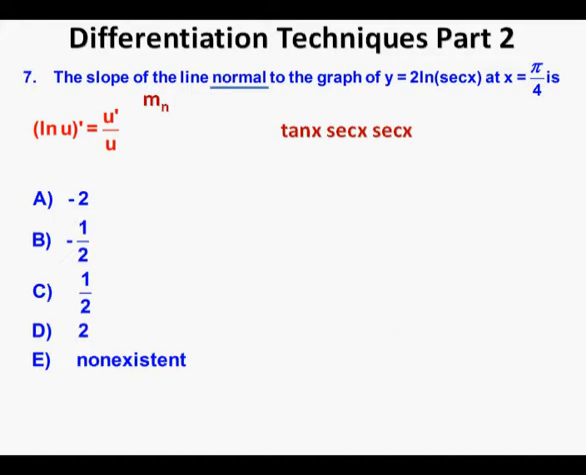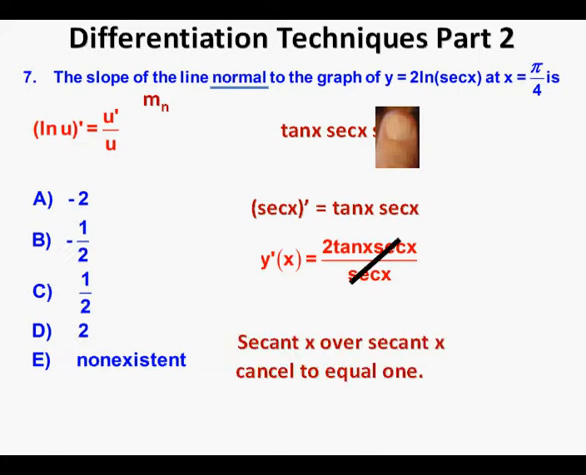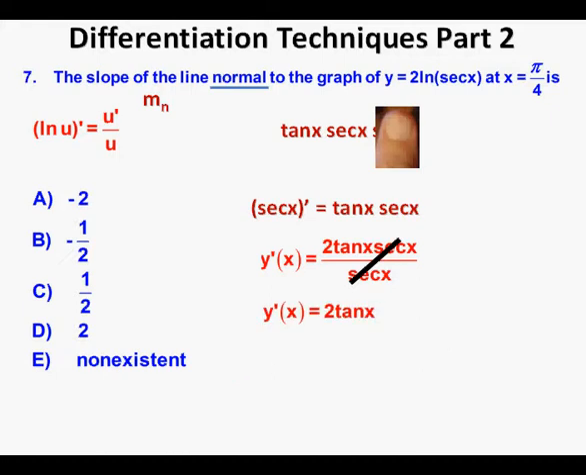And for that we'll bring back our tan x, secant x, like we did in problem 4 in Part 1. And to get the derivative of secant x, we'll cover one of the secant x's like I do here with my thumb. So the derivative of secant x, or secant x prime, is tan x secant x. So to differentiate, we have 2 times tan x secant x over secant x. And secant x over secant x canceled equals 1. So that leaves us with y prime of x equals 2 times the tangent of x.